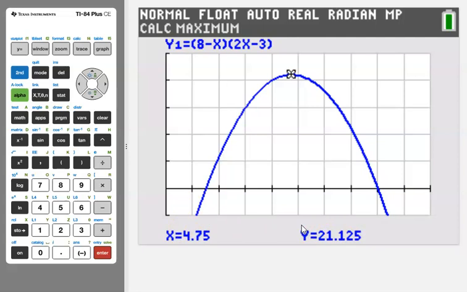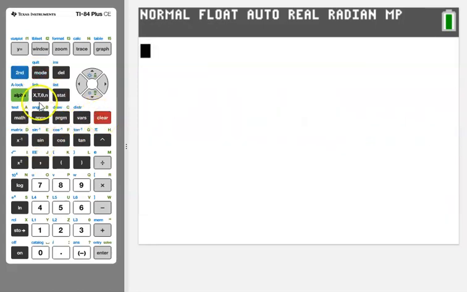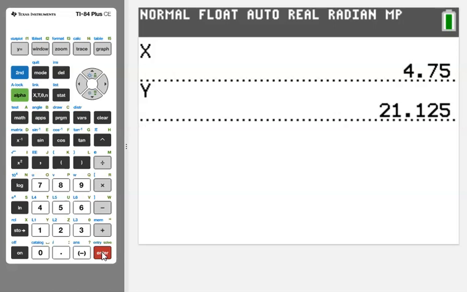Okay, now we're going to go to the home screen. What you don't know is when you found this maximum, these values that are here on your screen are stored in your calculator. So when you go to second mode, which is your home screen, I'm going to clear what's here, and you type X, enter, it will give you the X value that appeared on your screen. And then when you type Y, which is alpha 1, enter, it's giving you the Y value that was on your screen.